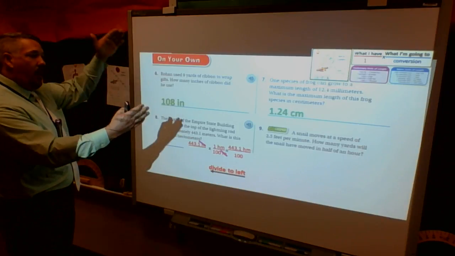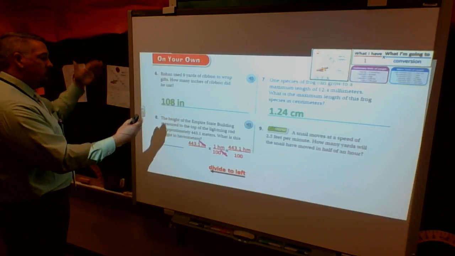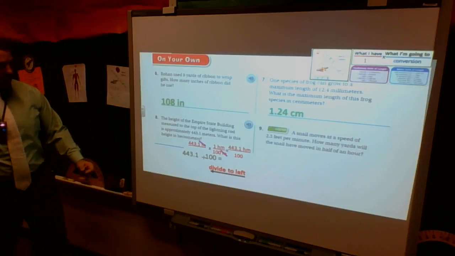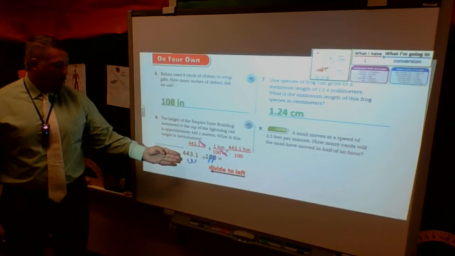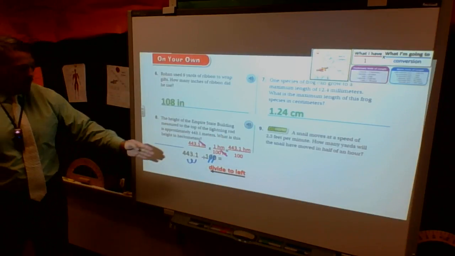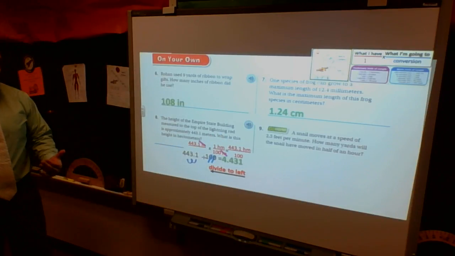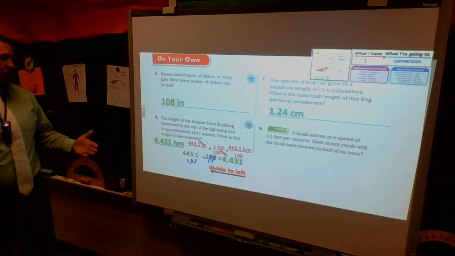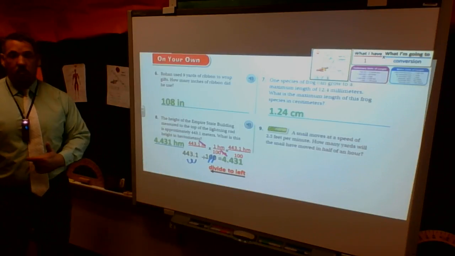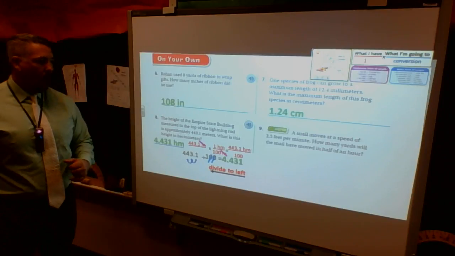I go from meters up to hecto, that's 2 steps to the left, so I move my decimal to the left. When I move it to the left 2 times because of my 2 zeros, then I'm left with both answers, either with my calculator or by showing my shifting of my decimals, 4.431 hectometers. I have to remember my label anytime I'm doing these problems.